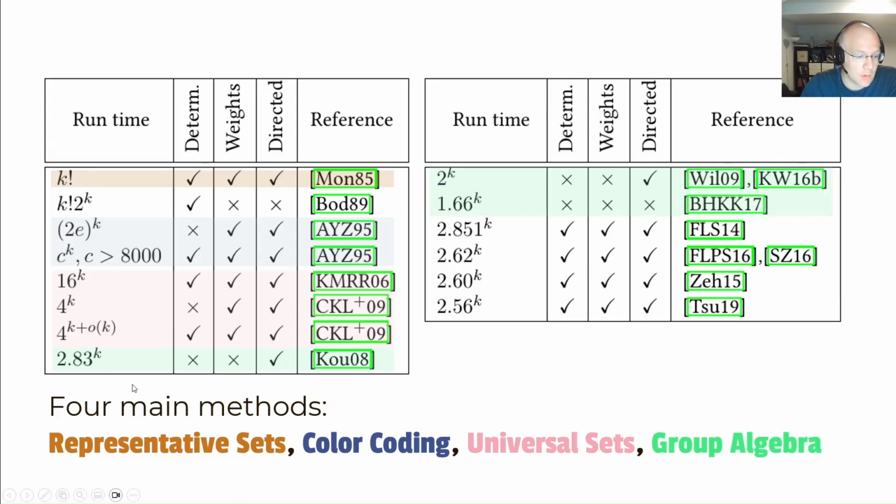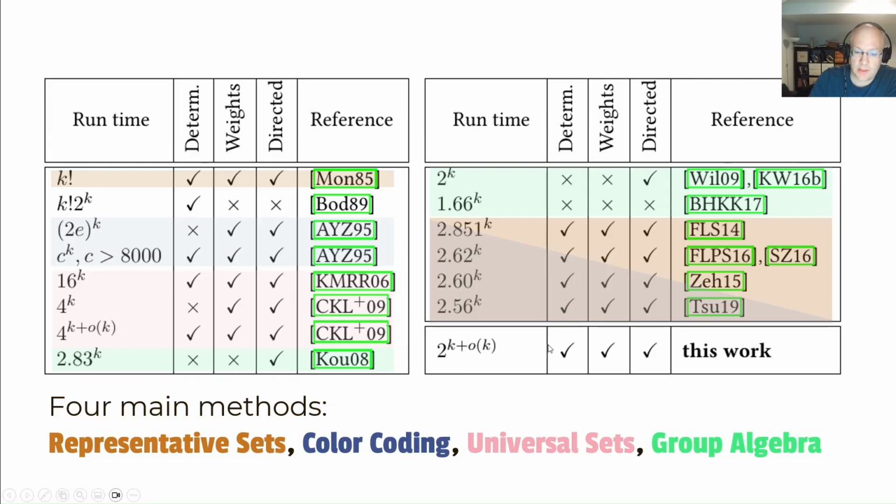And then the most recent one is the group algebra. And when you look at the more recent results from the last 10 years, you see that actually mostly they've been a mix of this representative sets method and the color coding method. So I'm not going to introduce all these methods in detail, but what we see in the new result is that it's a mix of these first three methods, and I will occasionally point out where there are links or where I built on these previous methods. The group algebra method I'm not going to discuss further.